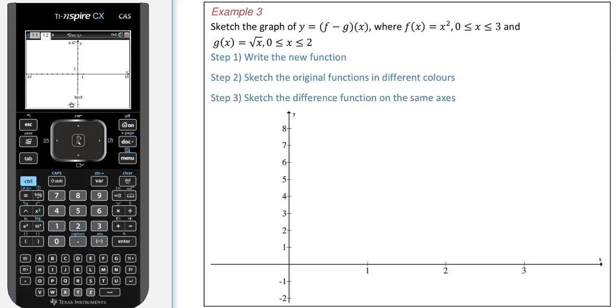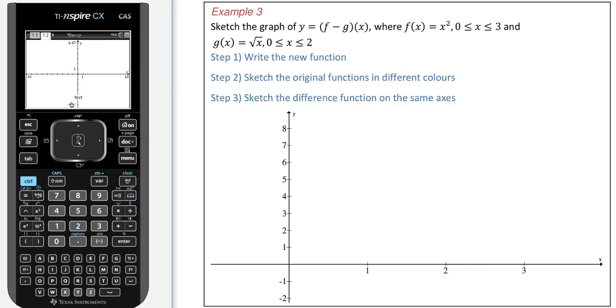Example 3 for the sum and difference or product of functions. We're asked to sketch the graph of y equals f minus g of x, where f of x is x squared and g of x is the square root of x, and both of those are defined under different domains. The first step when we do this is to write the new function. So we're going to do f minus g.